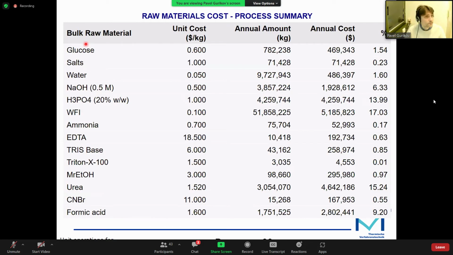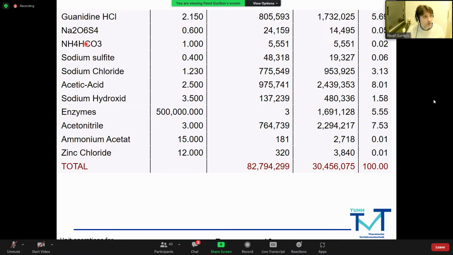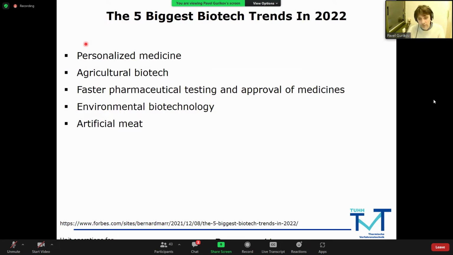Then, since we have half an hour more, I have a couple of slides which are not connected that much to the topics we discussed before. I just came across a Forbes article on the 5 biggest trends in 2022, and I like the classification. Maybe I can add something on top.